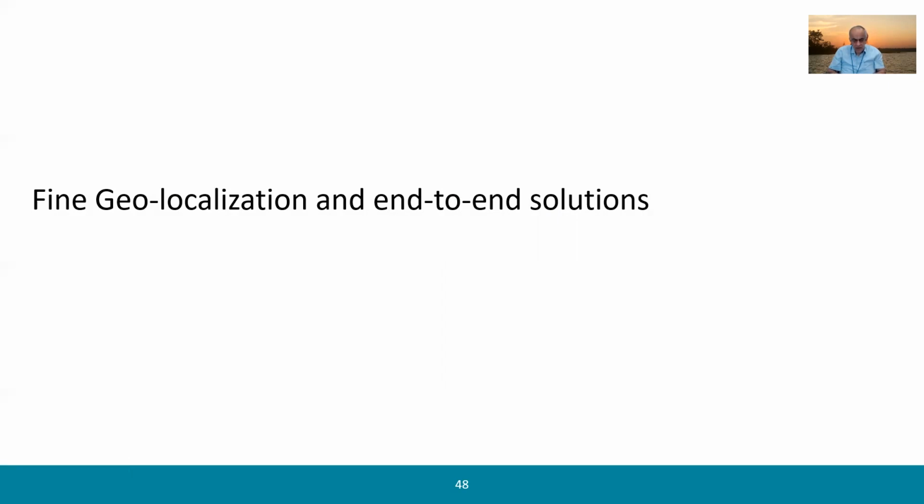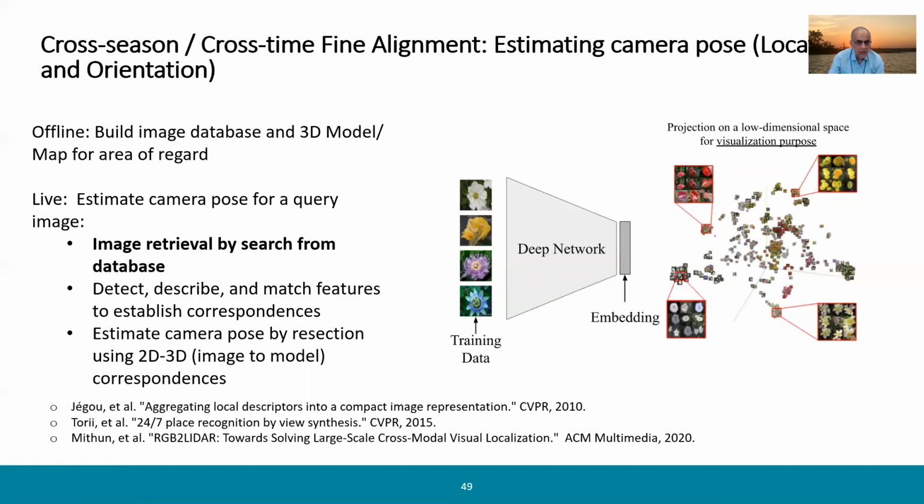So now I'm going to change tack and speak about the next part, which is fine geolocalization and end-to-end solutions. So previously, given an image, we were finding the best candidate matches. Now what we want to do is get the exact pose. And all the techniques have a similar flavor, but different methods to do it, but similar sequence of steps. So you do some image retrieval by search from the database to come up with candidate matches. Then with those candidate matches, you detect, describe, and match features, find features, and come up with correspondences. And then you do some kind of resection to compute the pose.